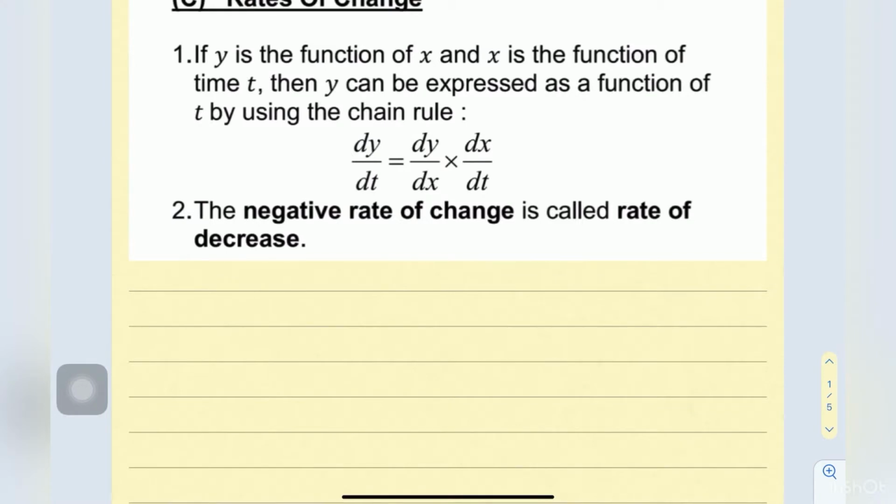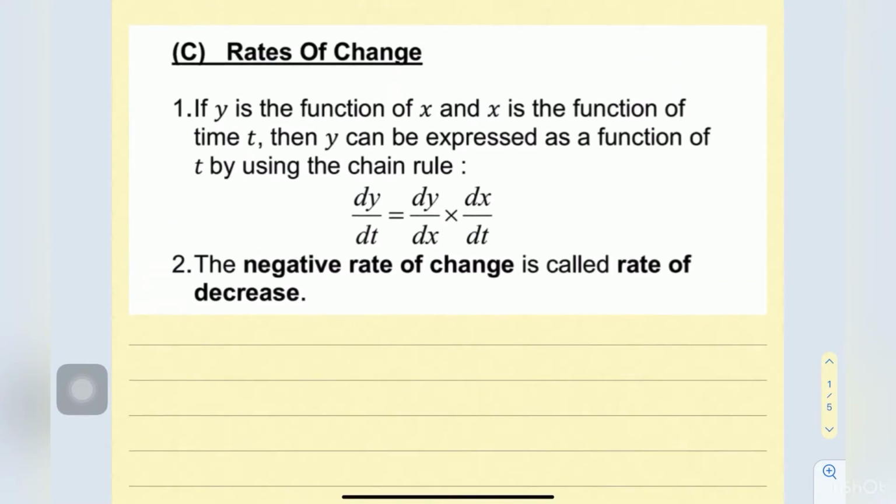Hello. Now we are going to learn the third application of differentiation, which is rate of change. If y is a function of x and x is a function of time t, then y can be expressed as a function of t by using the chain rule. We have used the chain rule previously when we used the power rule to differentiate composite functions. Do you still remember? So given the chain rule, for example, here we have dy/dt equals dy/dx times dx/dt.